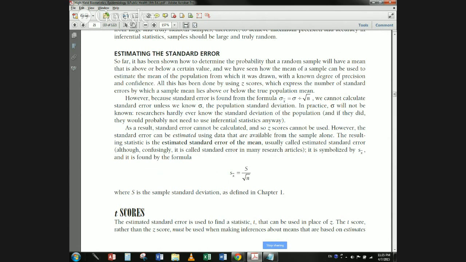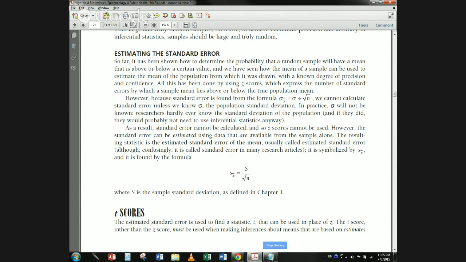However, because standard error is found from the formula, standard error is equal to standard deviation divided by the square root of the sample size, we cannot calculate standard error unless we know the population standard deviation, sigma. In practice, standard deviation will not be known. Researchers hardly ever know the standard deviation of the population, and if they did, they would probably not need to use inferential statistics anyway. As a result, standard error cannot be calculated, and so z-scores cannot be used.